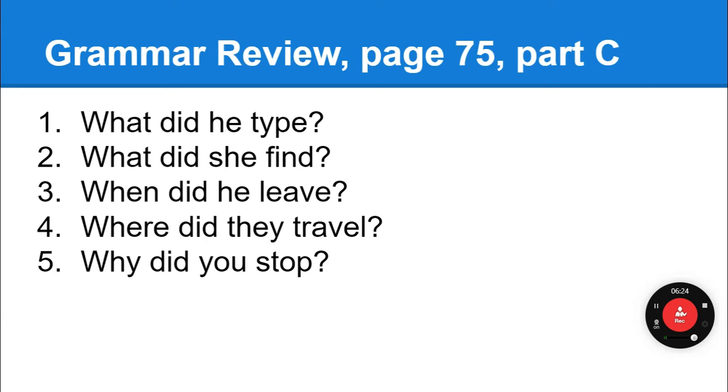What did she find? She found a wallet. A wallet is where you put your money. When did he leave? Clyde left at 6 o'clock. You can also write down when did Clyde leave. Either one is okay. Where did they travel? They traveled in Europe. Why did you stop? They stopped because it was boring.